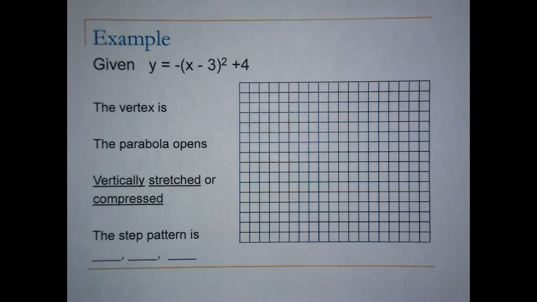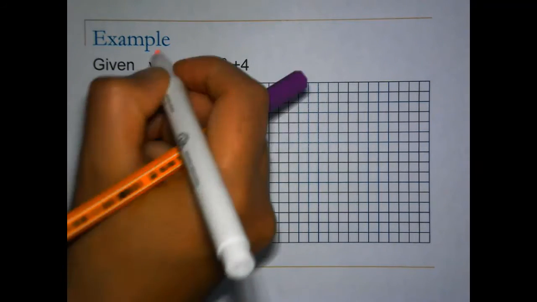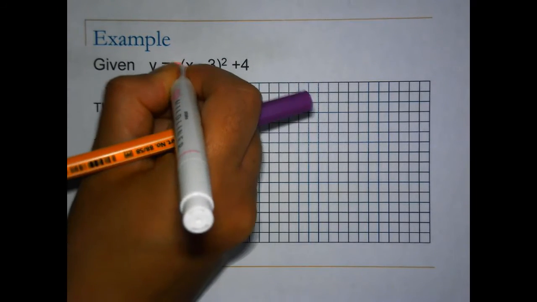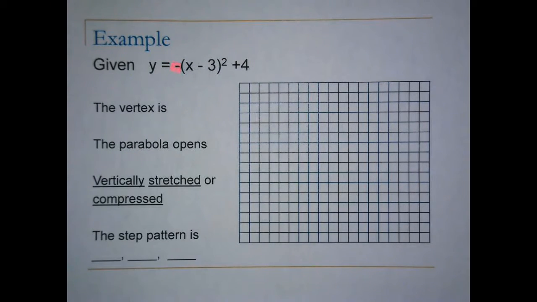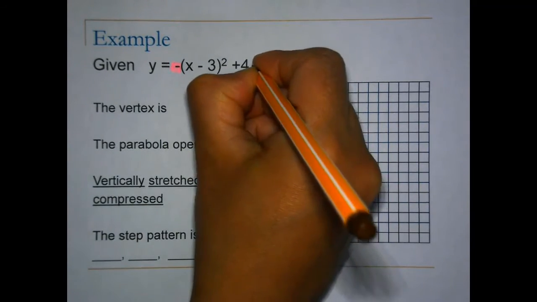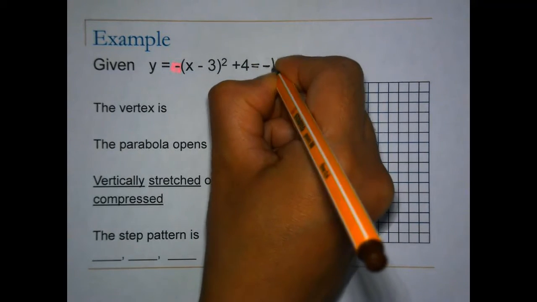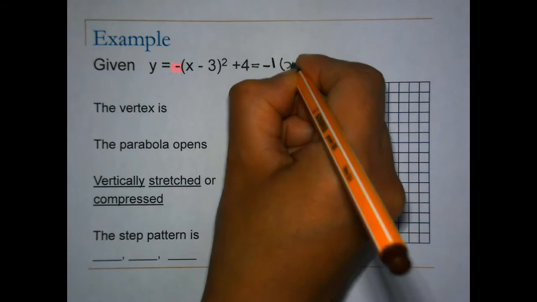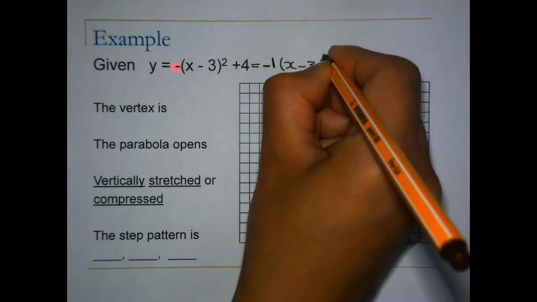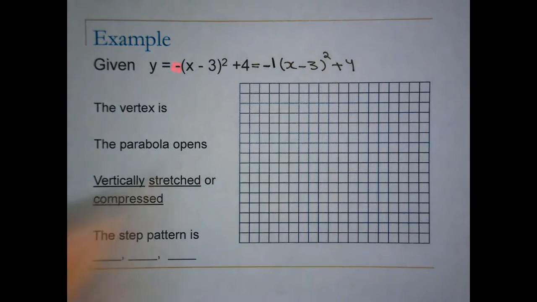Y equals negative x minus 3 squared plus 4. Now, the way you can think about this, when there is a negative, it means that the number is actually -1. You don't need to write it when it's -1. So actually I'm going to write it like this, so everything becomes clear now for you.